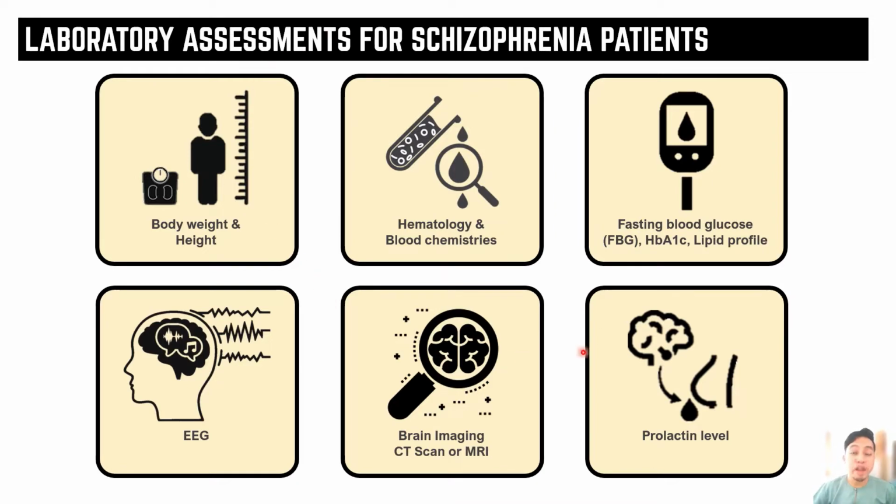Here is the list of laboratory assessments that schizophrenia patients should undergo prior to initiating the treatment. We need to measure body weight and height at baseline, hematology and blood chemistry, fasting blood glucose (FBG), HbA1c, as well as the lipid profile, the EEG (electroencephalography), brain imaging such as CT scan or MRI, as well as prolactin level to avoid any hyperprolactinemia in this patient.